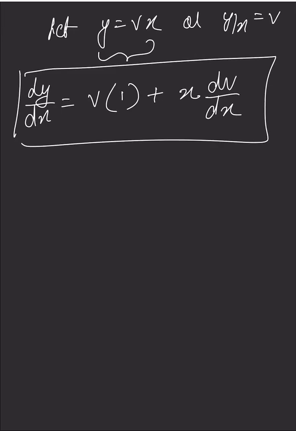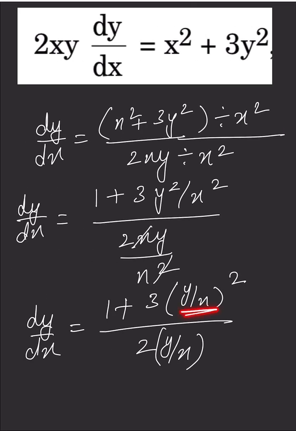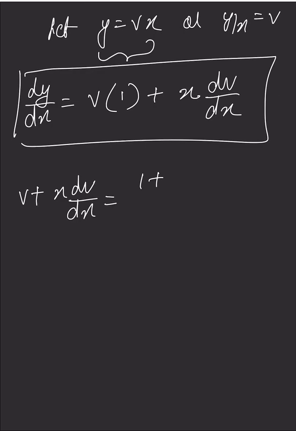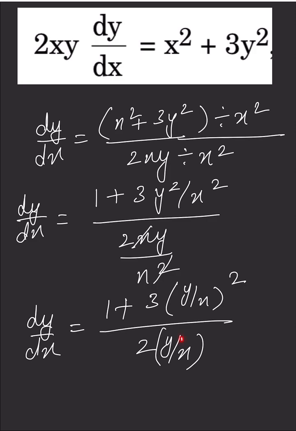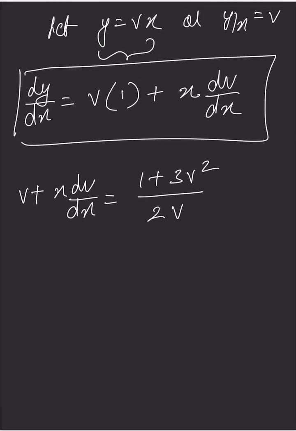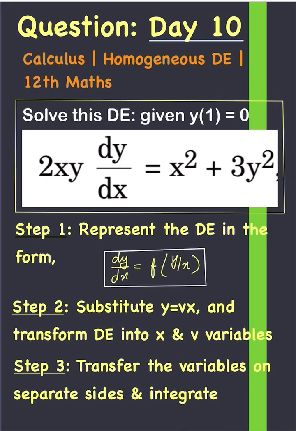Let's substitute this. Now we have v plus x dv by dx equals 1 plus, look at this, this is y by x. y by x has been taken as v now. So we are going to replace it: 1 plus 3v square divided by 2v. This is your step 2, but it's not done yet. Or you can say it's done. So v plus x dv by dx, do you see any y? There's no y. So when there's no y, you can confirm step 2 is complete.